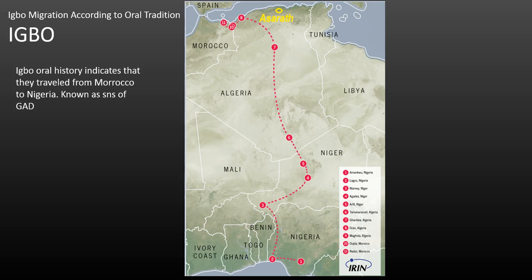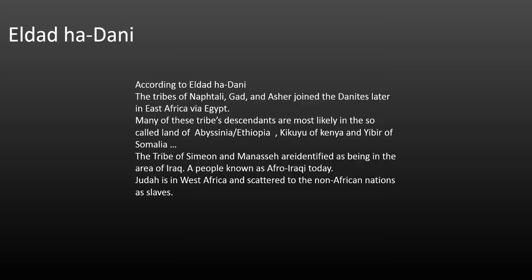As we told you in the previous video, the Zohar were in Algeria, in the area of Osirath, and they fled the Muslim invasion as well, and ended up in the same area of Nigeria, Benin, Togo, Mali, Ghana. So, according to Eldad Hadani, or Eldad the Danite, the tribes of Naphtali, Gad, and Asher joined the Danites later in East Africa via Egypt. Okay, and if the Igbo are Gad, this lines up. Many of these tribes' descendants are most likely in the so-called land of Abyssinia and Ethiopia.